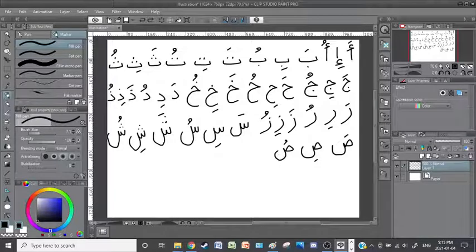Okay, so let's write it. Where's the cursor? Write it here. Dad with a kasra and dad with a dhamma. I'll probably have to scroll downwards because I am running out of space.